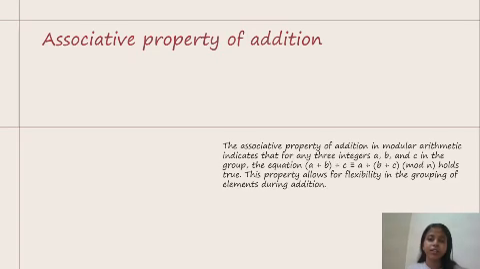Associative property of addition. The associative property of addition in modular arithmetic indicates that for any three integers a, b, and c in the group, the equation (a plus b) plus c is equivalent to a plus (b plus c) mod n holds true. This property allows for flexibility in the grouping of elements during addition.